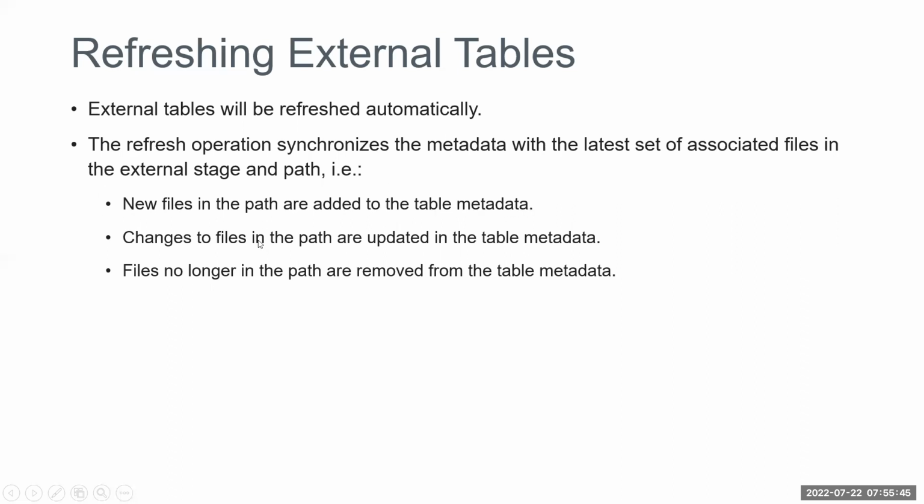External table metadata: changes to the files in the path are updated in the table metadata. Suppose for an existing file, there are 10 records in that file, and if you open it and make some modifications or inserts into that existing file, this external table will automatically capture those changes happening to the existing files, and accordingly it will update the external table metadata. So this is an automatic operation, we don't need to bother about it.